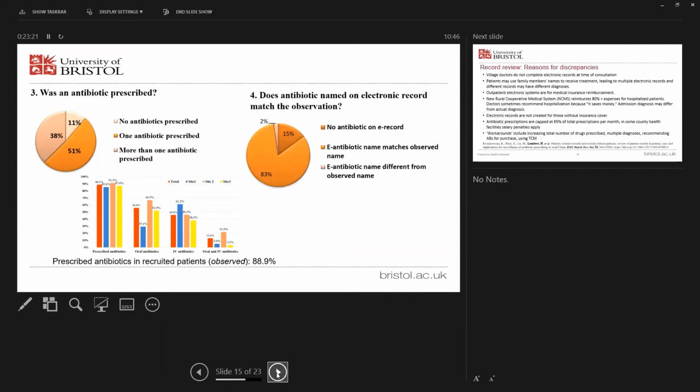And finally, we looked at whether the antibiotics named on the electronic record matched the observation. And as you can see, interestingly, because there was such great variability and discrepancy in, for example, the recording of diagnoses and of the prescribing of antibiotics, in terms of the name of the antibiotic, there was a very high match with what we observed in clinic.